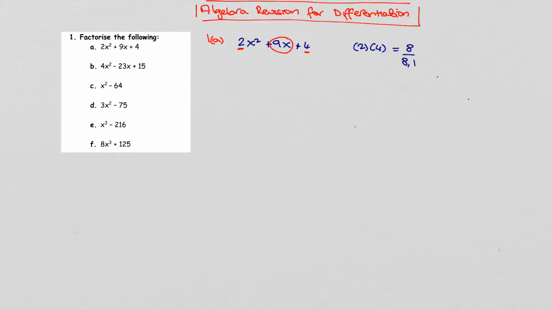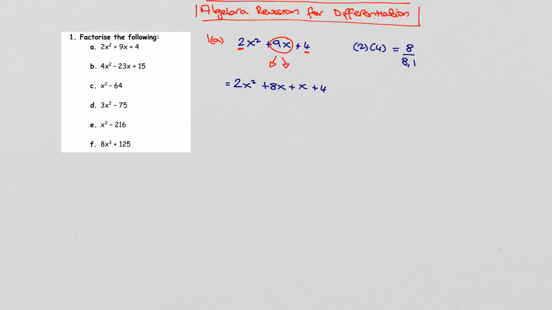When the signs are different, you always have to check: do they multiply to give you the correct number and the correct sign, and do they add to give you the correct number and the correct sign? Plus 8 times plus 1 gives us plus 8, and 8 plus 1 gives us 9. So we take these two factors and separate 9x into them. This is equivalent to 2x squared plus 8x plus x plus 4. If we look back, the 8x and the x give us the 9x.